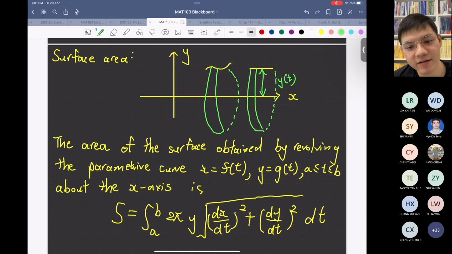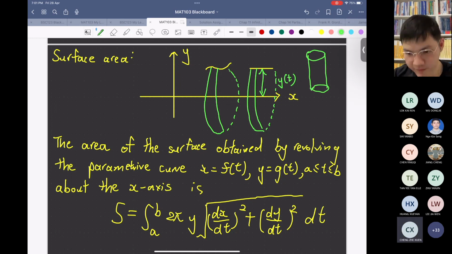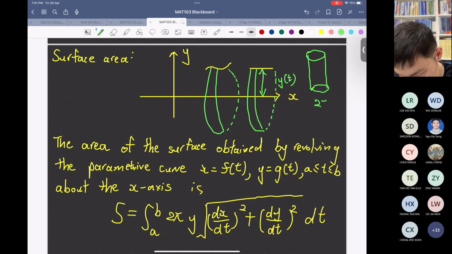So how do you find the surface area of a cylinder? What's the formula? 2 pi r h. Good. So h is the height, r is the radius. We know the radius is y now. But what's the height? So the height is this.